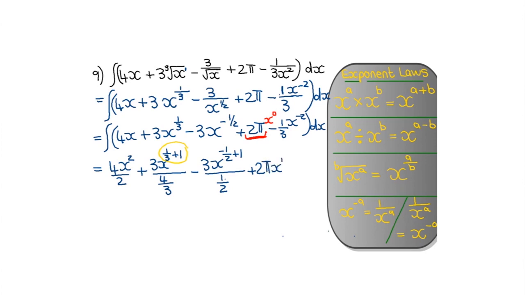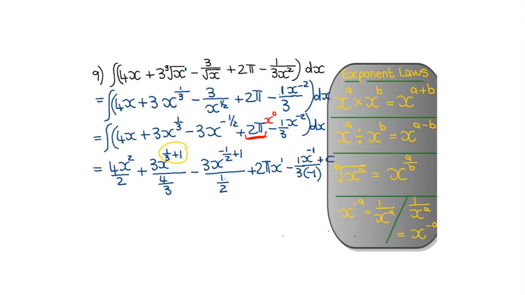I add a 1, divide by 1, minus a third, x to the power negative 2 plus a negative 2 plus a 1 is negative 1, divide by the negative 1, and let's not forget to say plus a constant.